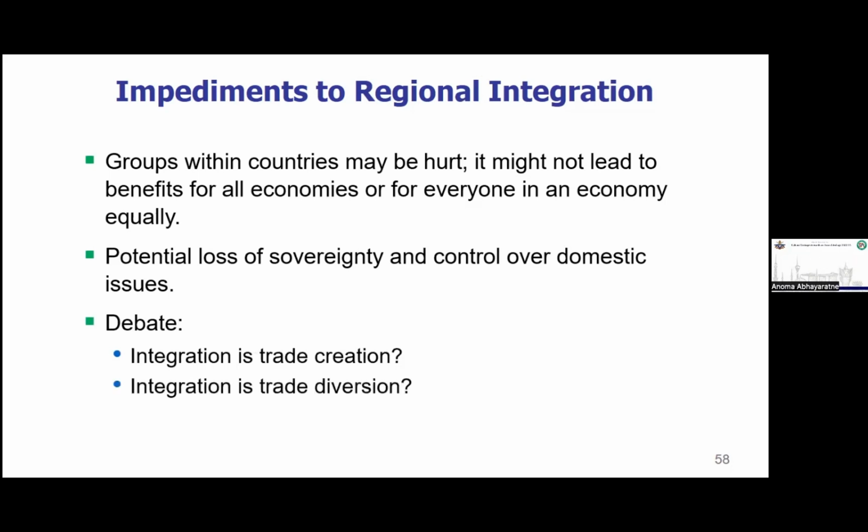There is a debate whether integration is trade creation or trade diversion. Trade creation is it creates trade with countries. Trade diversion means, suppose that we sign a free trade agreement with India, then instead of buying clothes from Singapore, if we buy it from India, that is converting trade that is taking place with another country towards India. So there is a debate whether integration creates trade or diverts trade.